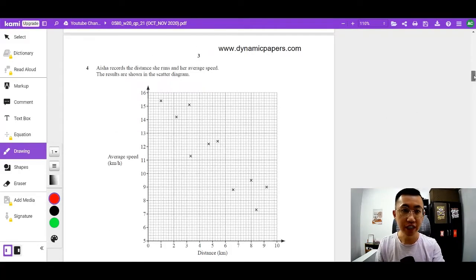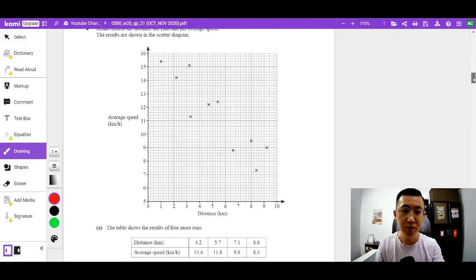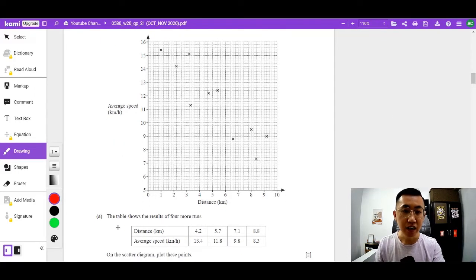Question 4 is scattered diagram. So I can see they already plotted some data over there. And we have to plot these points, okay? And this is actually a 2 marks question. So we have to plot the coordinates or the points.